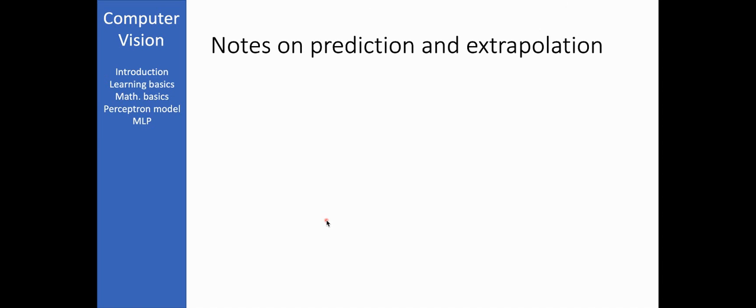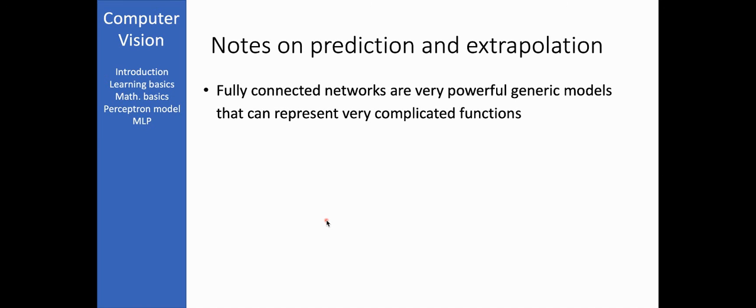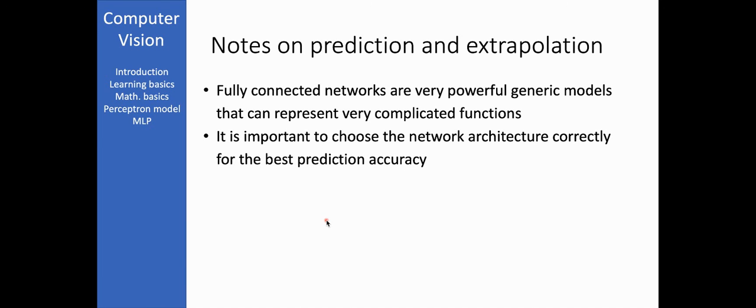So, some notes on prediction and extrapolation. Fully connected neural networks are very powerful generic models that can represent very complicated functions. It is important to choose the network architecture correctly for best prediction accuracy. We've seen that if we choose it incorrectly, we might end up with very simple models that are not able to separate complex boundaries.